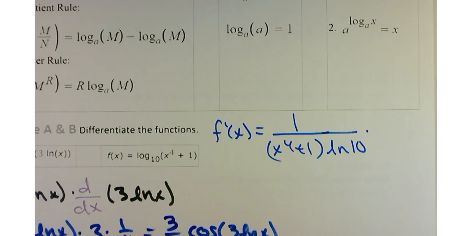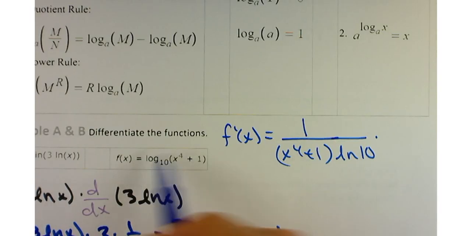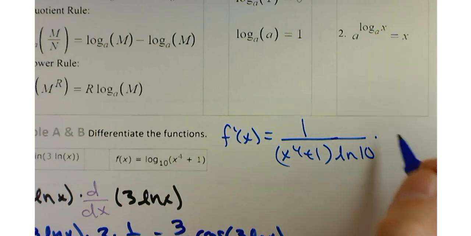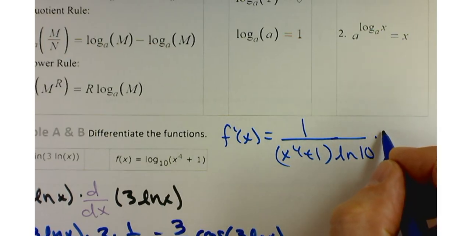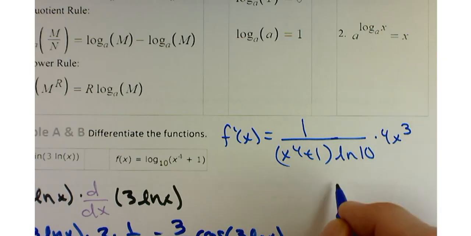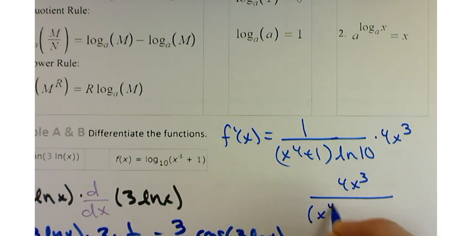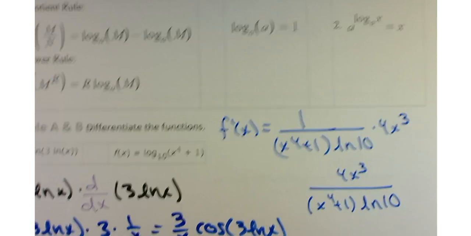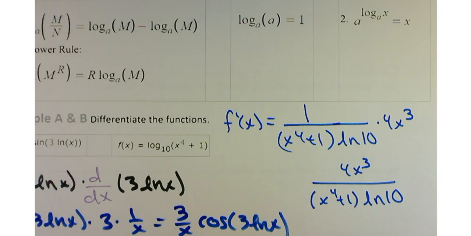What's that something else? Derivative of the inside. So we've got the derivative of the outside times the derivative of the inside. Ethan, why don't you finish it up for us? What's the derivative of the inside? 4x to the third. So 4x to the third over x to the fourth plus 1 times the ln of 10. And again, no real dramatic simplification on this one, so we'll just leave it here.